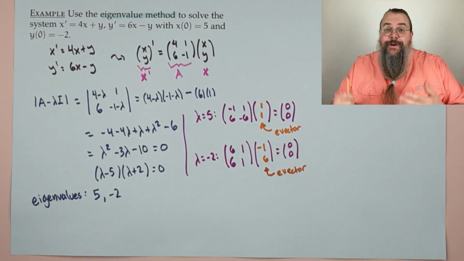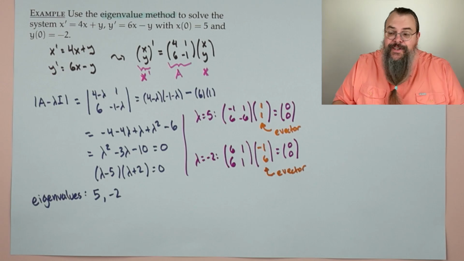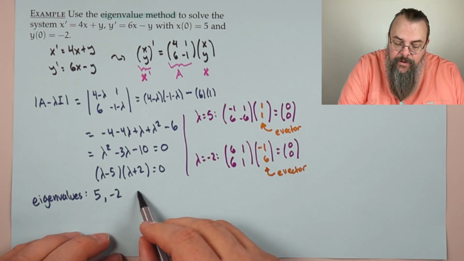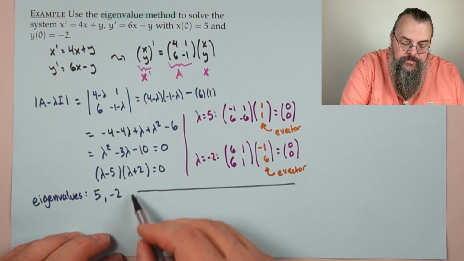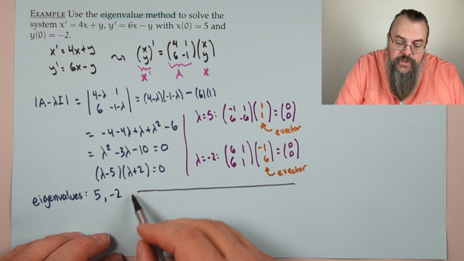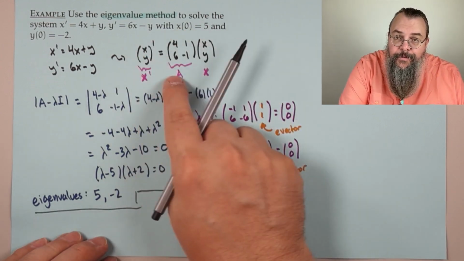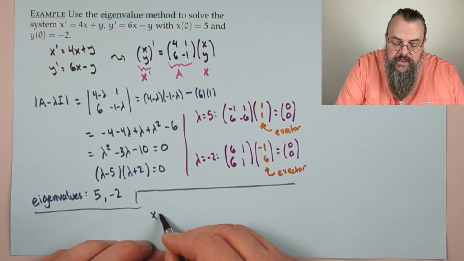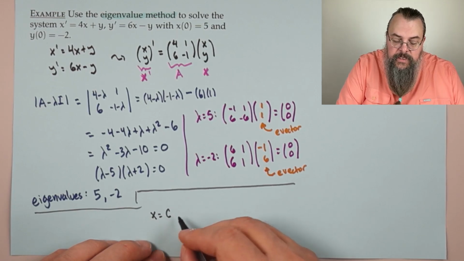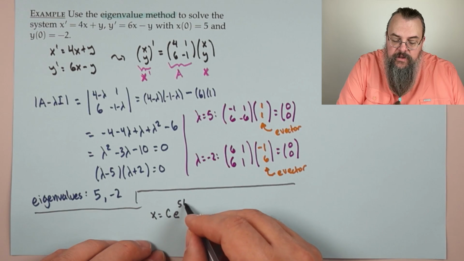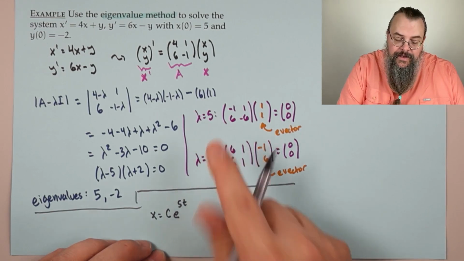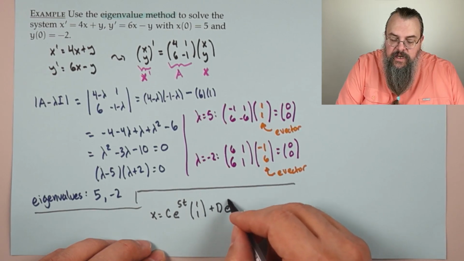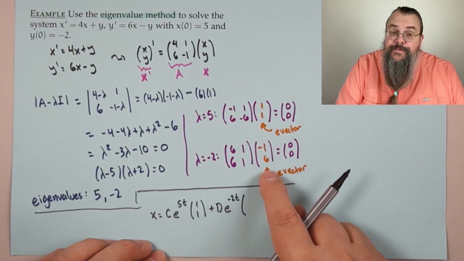All right. So now we've gotten our eigenvectors. So we found our eigenvalues, we found our eigenvectors, and we're ready to say, what does a solution look like? Well, a solution to this form has the following. Namely, it'll look like x equals some constant, and then e to the eigenvalue t, so I'm using 5, times eigenvector, plus some other constant, e to the eigenvalue t times eigenvector.